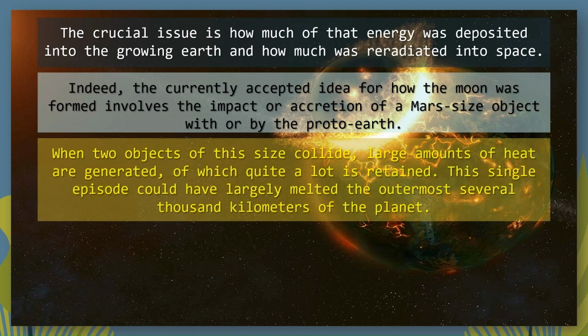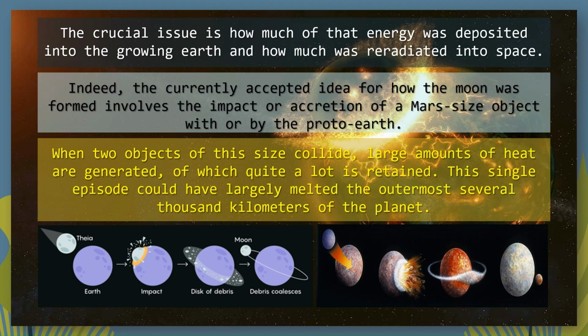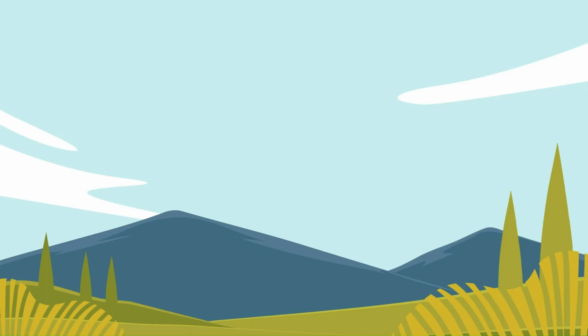So, paano daw ba nabuo yun? And when two objects of this size collide, a large amount of heat is generated, of which quite a lot is retained. This single episode could have largely melted the outermost several thousand kilometers of the planet, wherein ganito yung nangyari. Ayan. So, for example, yung Theia, then it will bang, bubunggo dun sa Earth, tapos nagkaroon ng impact, kaya yun, yung debris ng impact na yun, iikot, mag-form ng debris sa Earth, na kung saan unti-unting naging moon. Ayan. Okay.